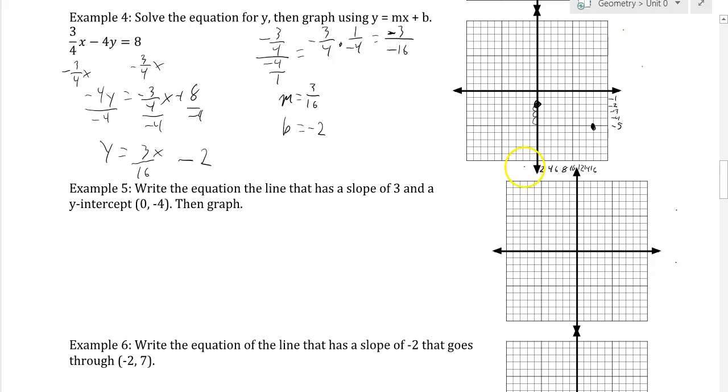Doing the same thing back, negative 2. Counting by negative 2 on each line. We want to rise 1, 2, 3. Run negative 16.